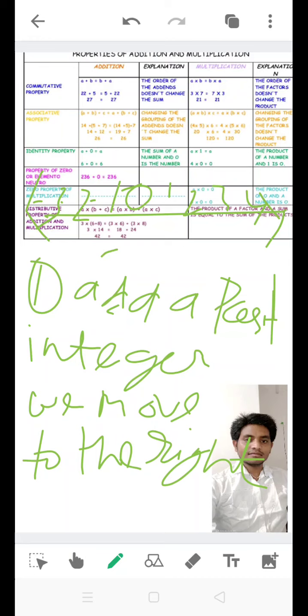When we add two integers, like 2 plus 5, then we move to the right side. That means 0, 1, 2, and after that 3, 4, 5, 6, 7. Five times. Remember this thing.